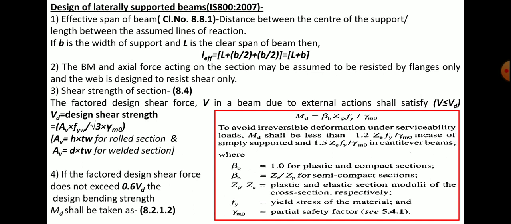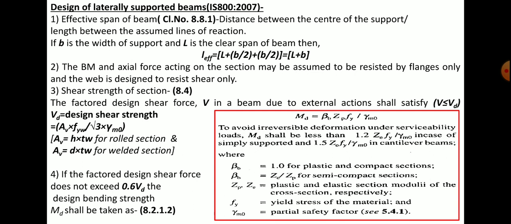Now, the shear strength of your section as per clause 8.4. According to clause 8.4, the factored design shear force V in a beam due to external action shall satisfy the following: V is the maximum factored shear force acting on your section, and that should not exceed the design shear strength, that is the VD value.